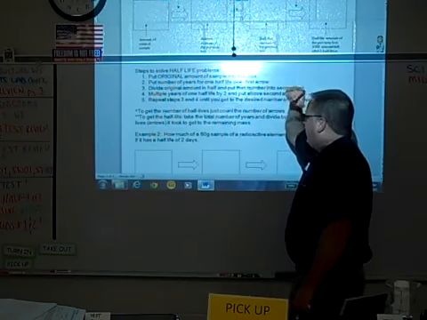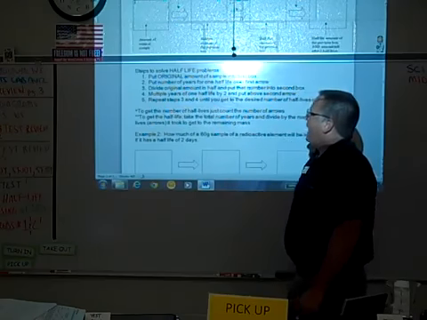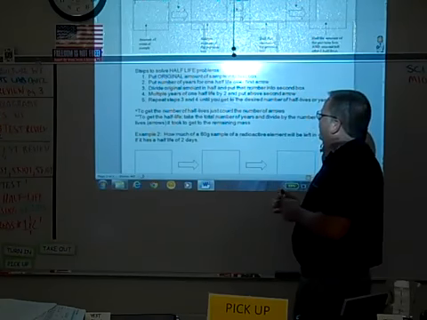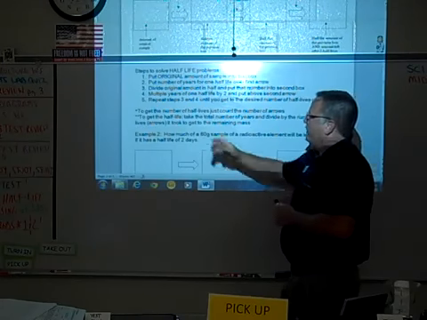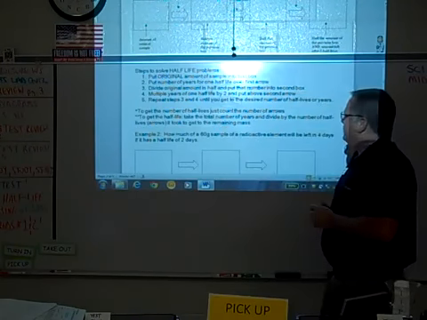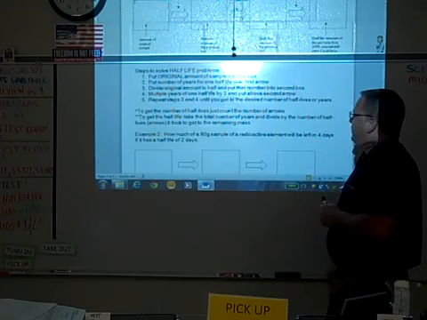Step 4, multiply years of 1 half-life by 2 and put that above the second arrow. And then finally, repeat steps 3 and 4 until you get to the desired number of half-lives or years that's given to you in the problem.